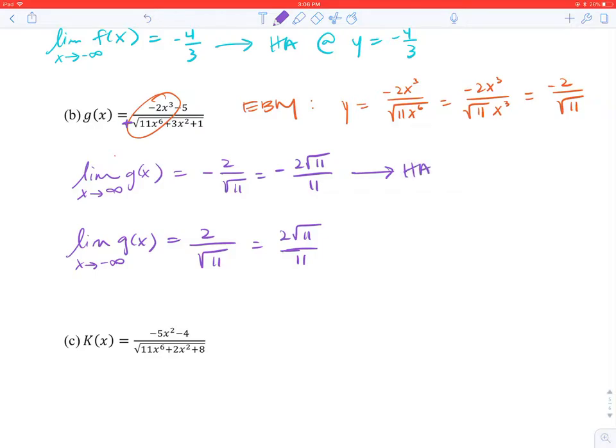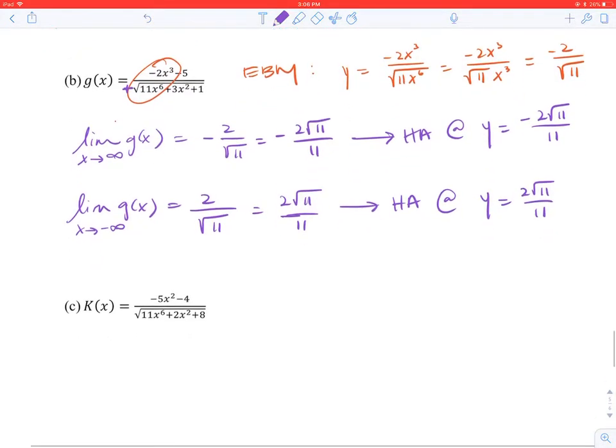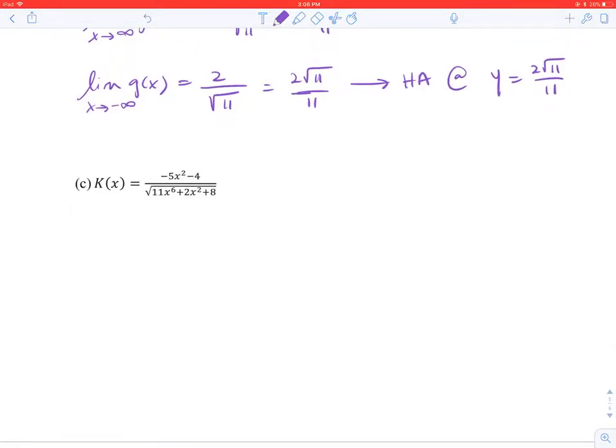Okay, so g(x) has a horizontal asymptote at y equals negative 2 root 11 over 11, as well as a horizontal asymptote at y equals 2 root 11 over 11. And each horizontal asymptote helps us to understand what the end behavior is for that function.